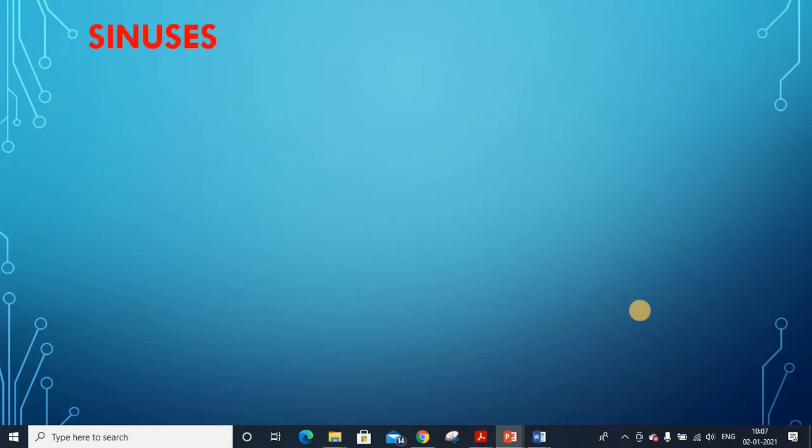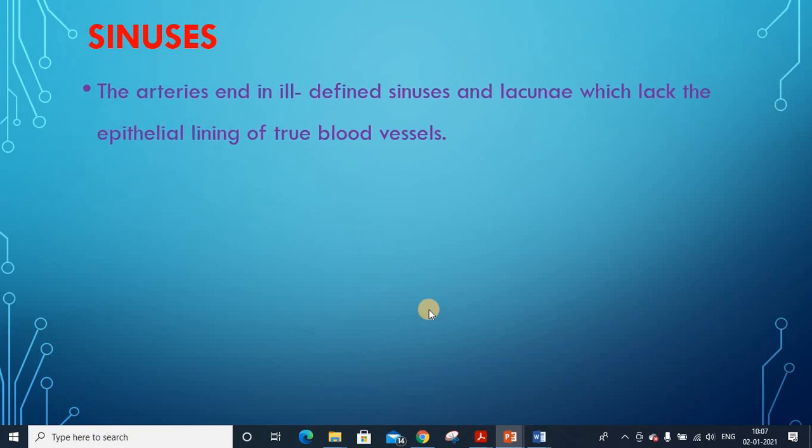Next are the sinuses. The arteries end in ill-defined sinuses and lacunae, which lack the epithelial lining of true blood vessels.